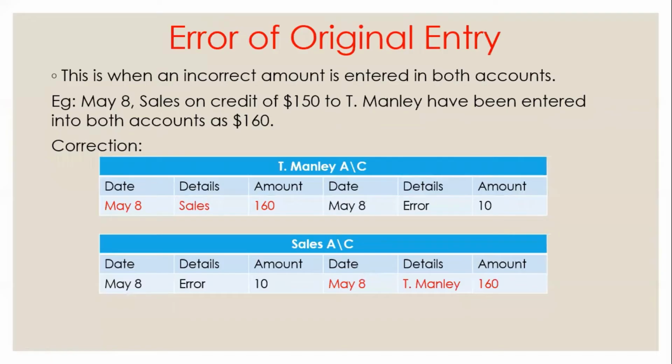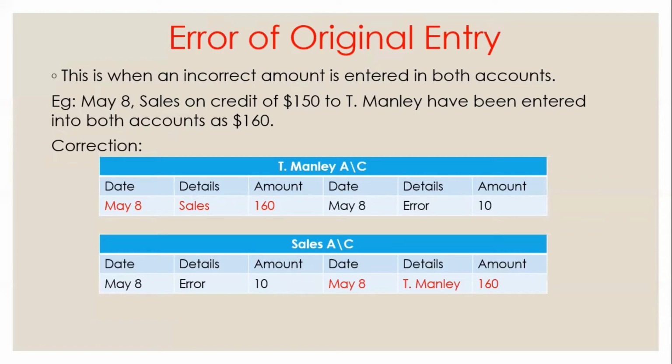Next error is the error of original entry, right? And this is when an incorrect amount is entered in both accounts. For example, May 8th, sales on credit of $150 to Team Manley have been entered in both accounts as $160. So with the error of original entry, the original amount that is entered is incorrect in both accounts. All right. In this case, the amount that is entered is overstated. You actually sold goods on credit to Team Manley for $150. However, you made an error and you overstated the amount by $10, right?